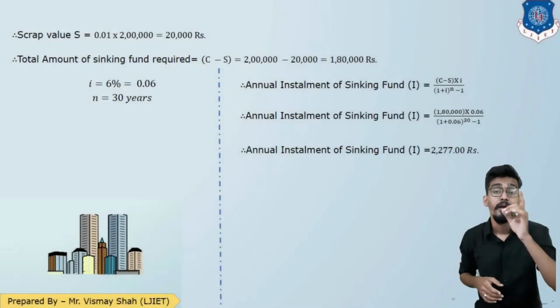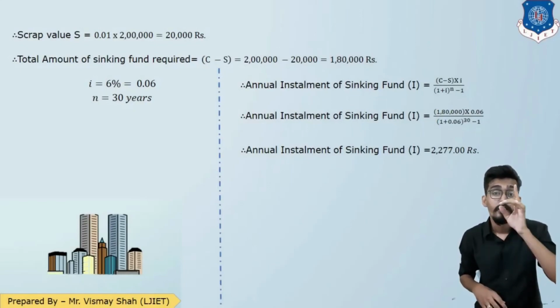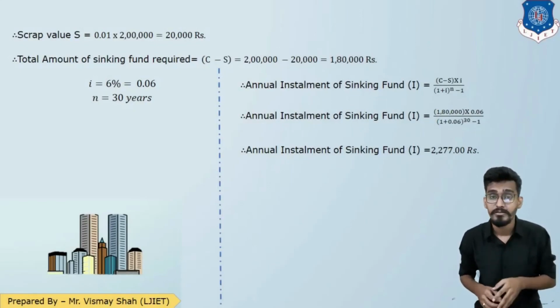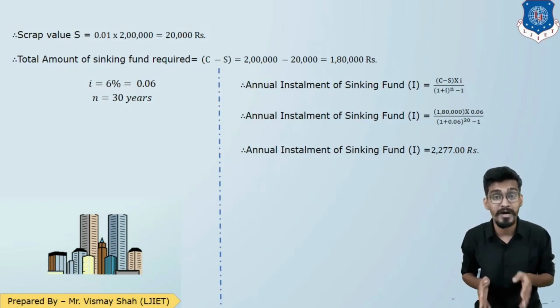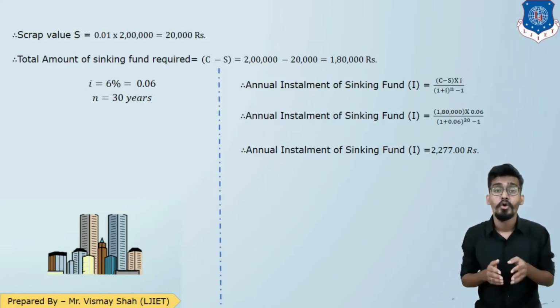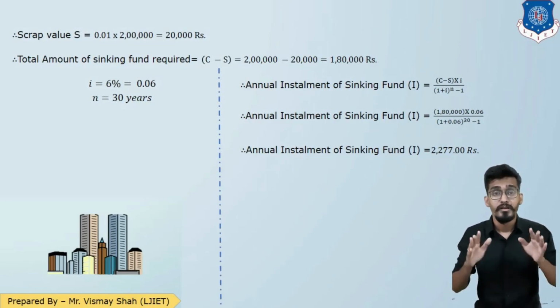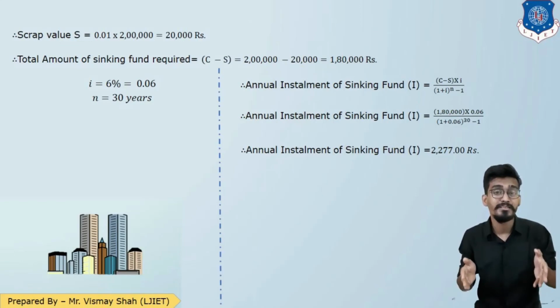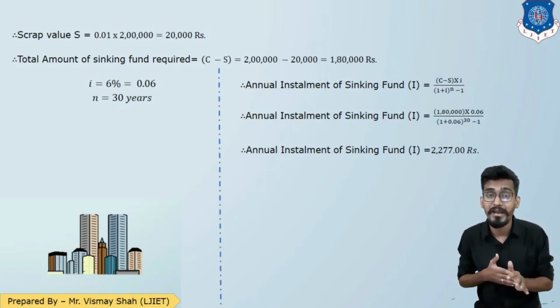So as you can see, we have only asked annual sinking fund. So annual sinking fund, we have the P factor C minus S into I divided by 1 plus I raised to N minus 1. So we'll get the annual sinking fund value as 2,277 rupees. The answer is 2,277 rupees. Yes, we don't have to calculate the book value.